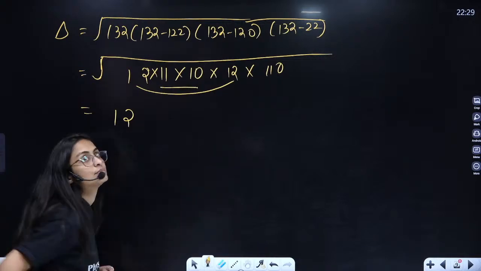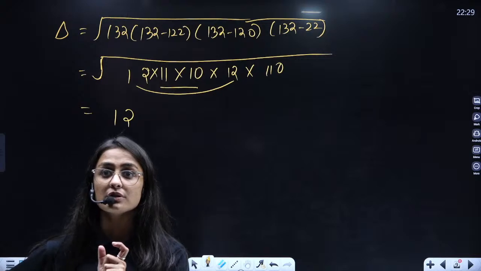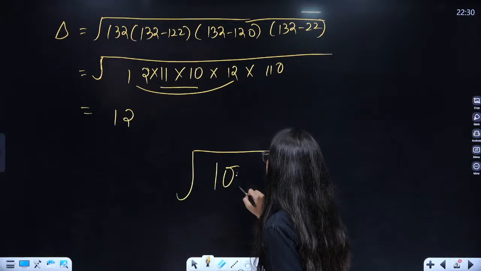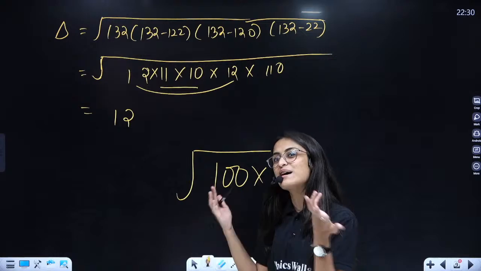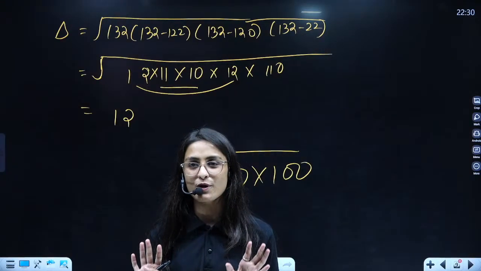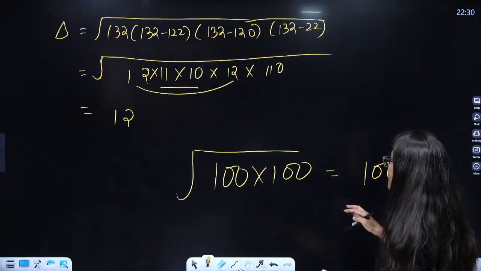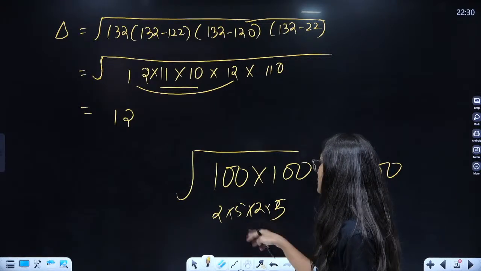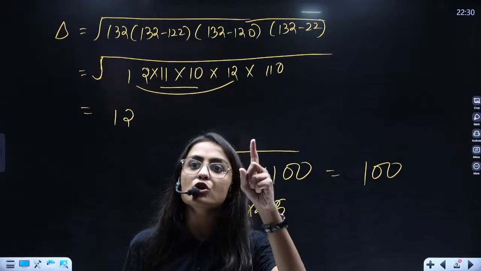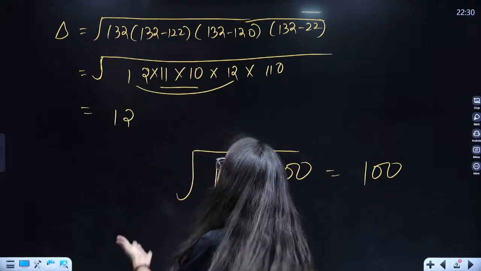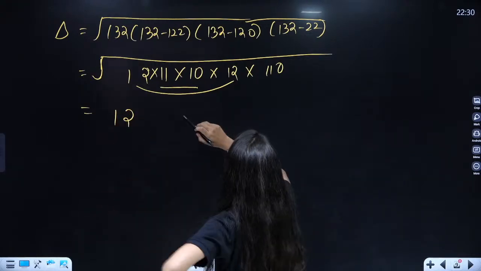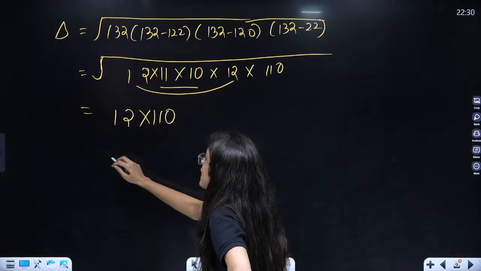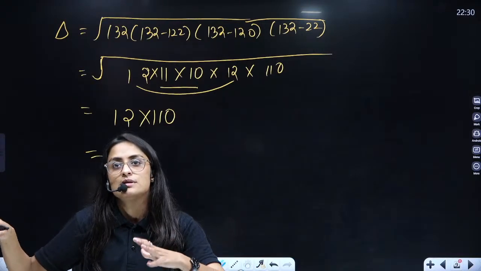Then 11 tens are 110. This could be factorized further, but we got the pair, so why factorize? If I'm having 100 multiplied by 100, I know it's already a pair, so why would I factorize further? I know I can write it out of the bracket as 100. One rule over here: if you got the pair, it's fine if you don't factorize. One more thing, students: 11 tens are 110, so I also have one more pair over here. So I am not further simplifying it to prime numbers. I have written it as it is.